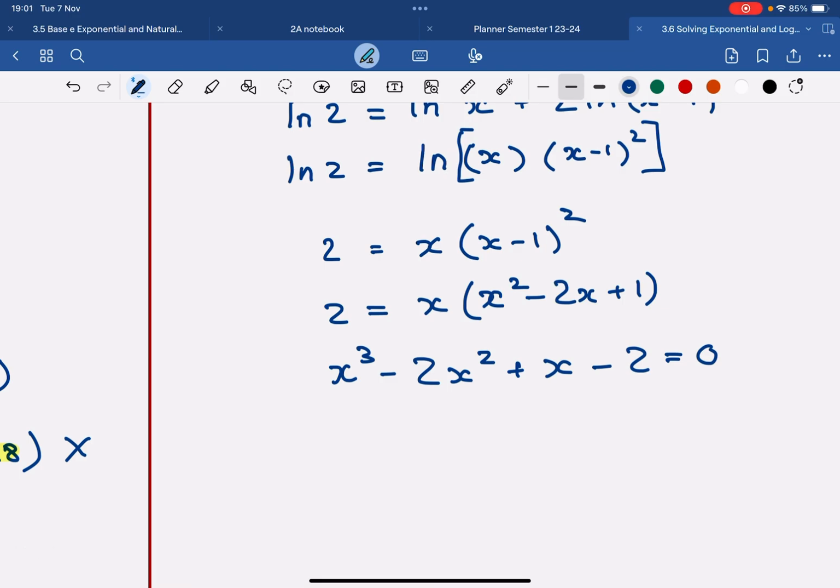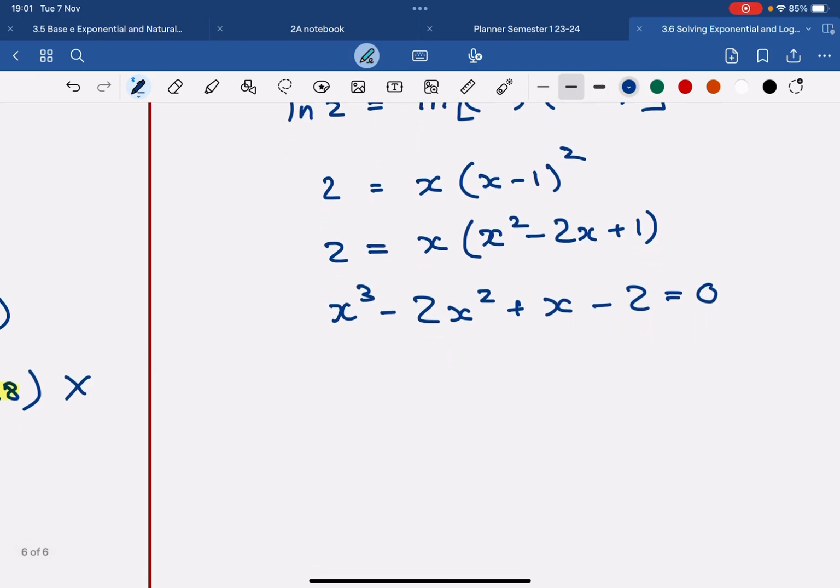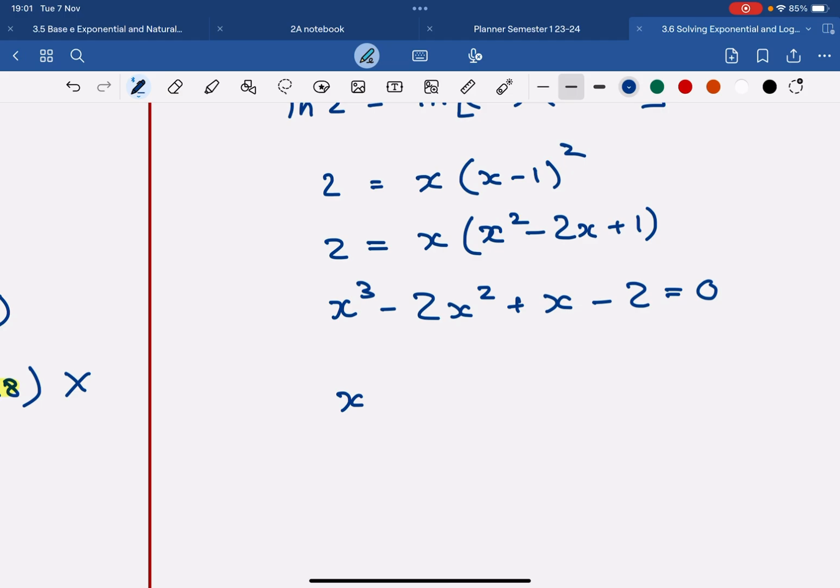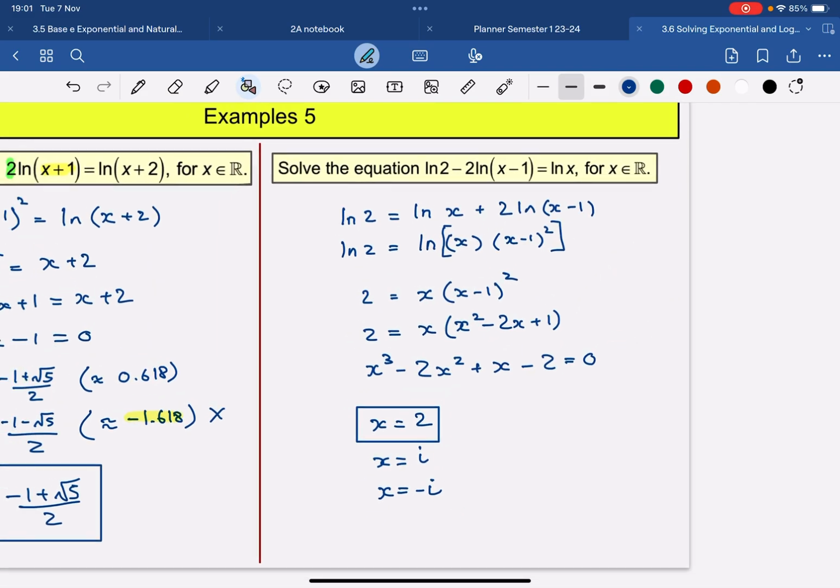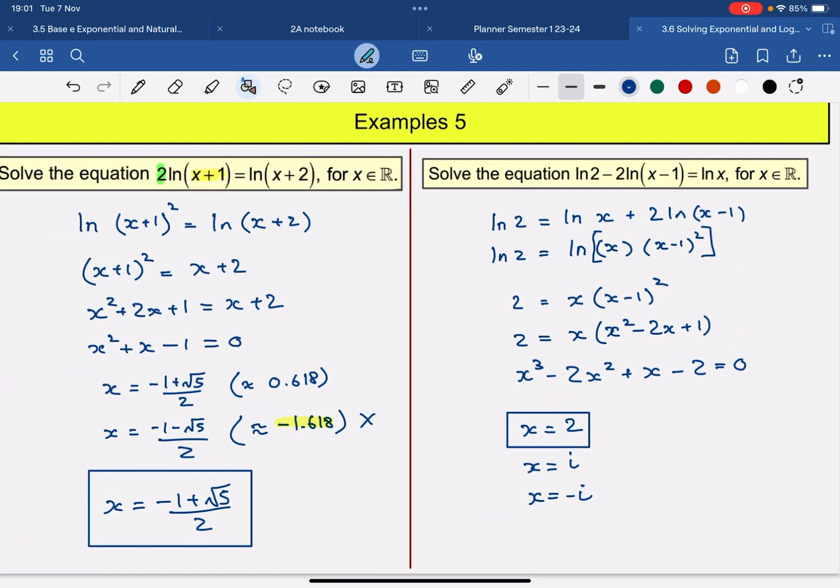All I'm doing is going to my graphic calculator and doing the polynomial solver with 3. So it's just a bit of an extension. I'm going to ask it to solve it, and I get x equal to 2, x equal to i, and x equal to negative i. Now, I think the only one that works is 2, but I'm going to substitute it in and make sure that I can have 2 in here.